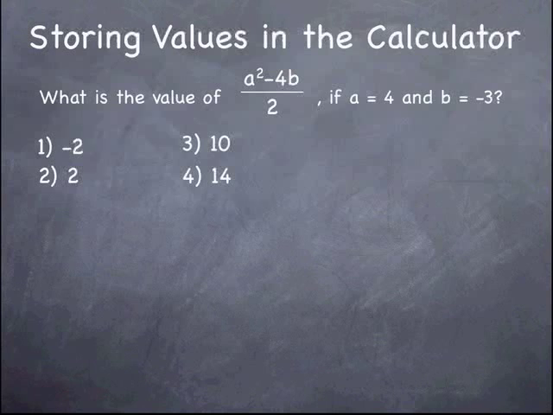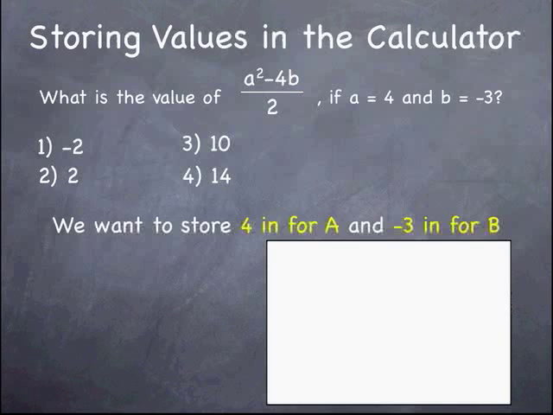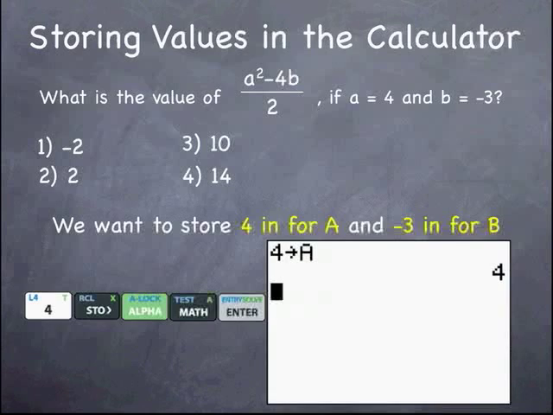What is the value of a squared minus 4b over 2 if a is equal to 4 and b is equal to negative 3? This time what we're going to want to do is store in 4 for A and negative 3 for B, what our question tells us to do. So I'm going to follow the same buttons. Remember, I need to type the 4 first, then I need to hit the store button, and this time I want to store 4 in for A, and I'm going to need to locate A.